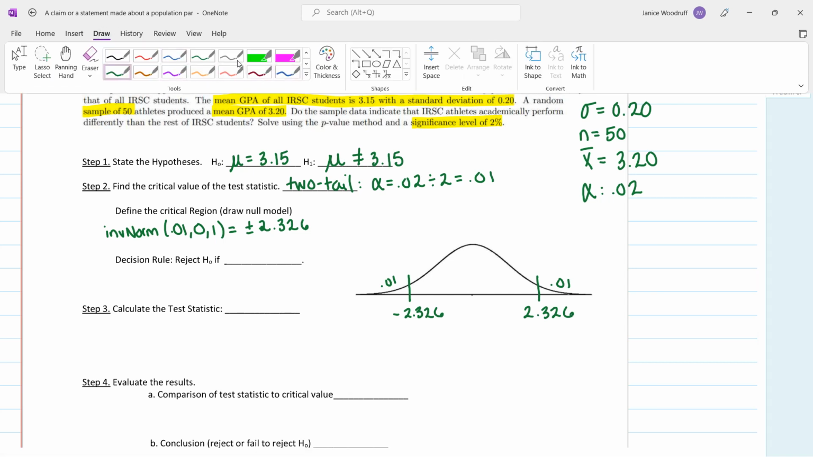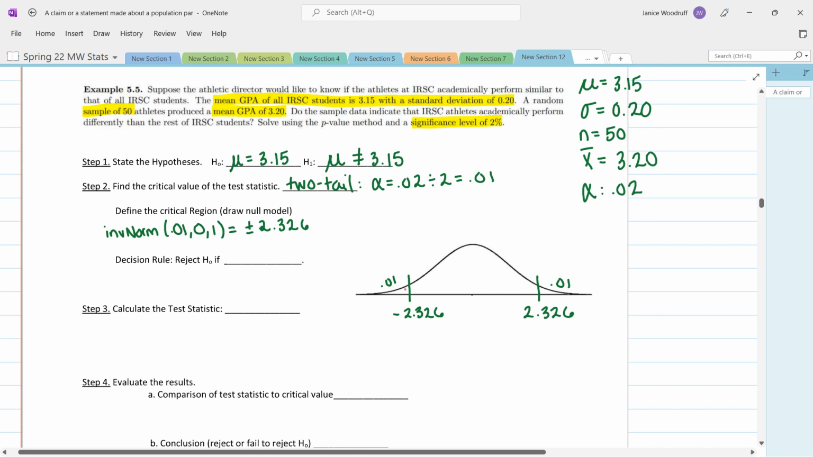Okay, then our rejection region is to the left of negative 2.326 and to the right of positive 2.326. And if we're in between, then we're okay. So we will reject the null if z is less than negative 2.326 or greater than positive 2.326.